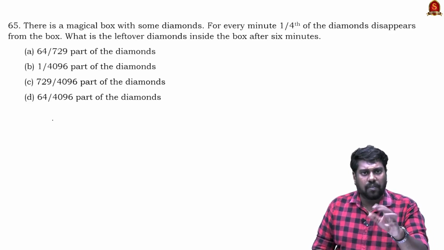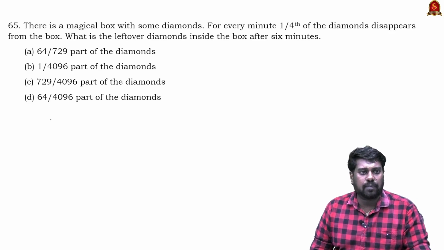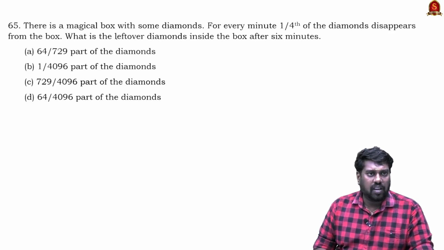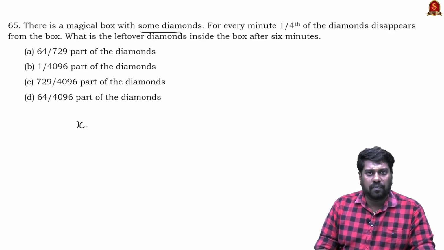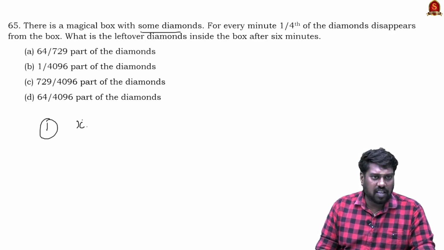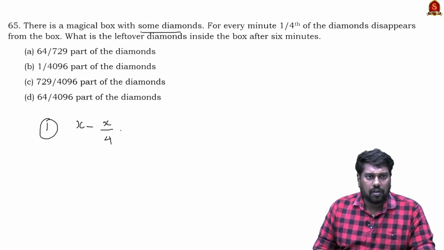Just follow a logic. Whenever you take a CSAT paper, you will be having a logic. There is a magical box with some diamonds. We do not know exactly how many diamonds are there. Let me take the total number of diamonds present in that box as x. For every minute, 1/4 of the diamonds disappear. This is the first minute, let me take it as an example. So x minus 1/4 of the diamonds, which means x by 4, isn't it? Now if I take the LCM, this will be 4x minus x, which is nothing but 3x by 4. This is for the first minute.